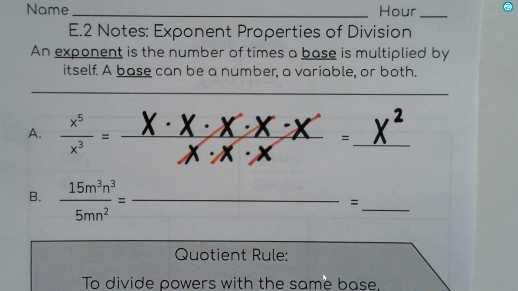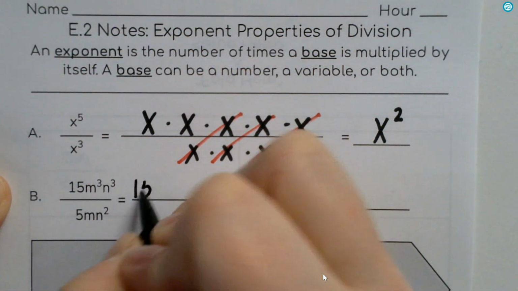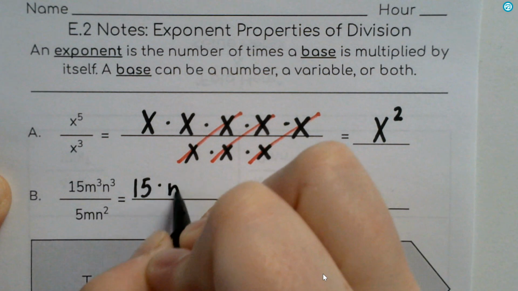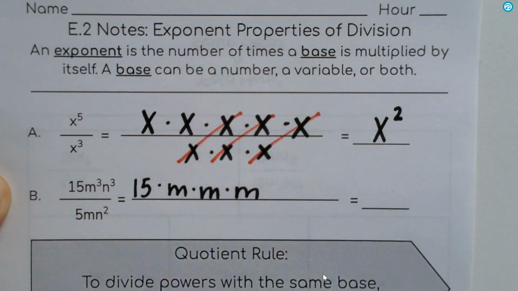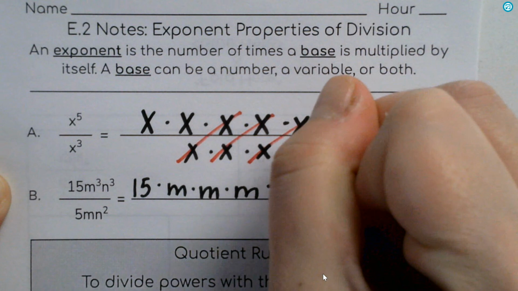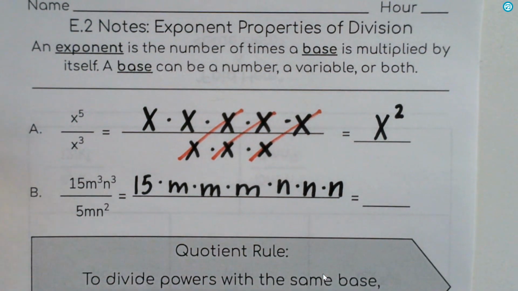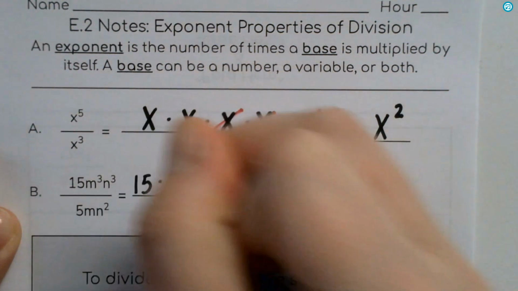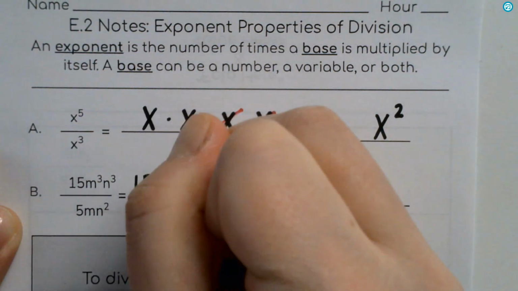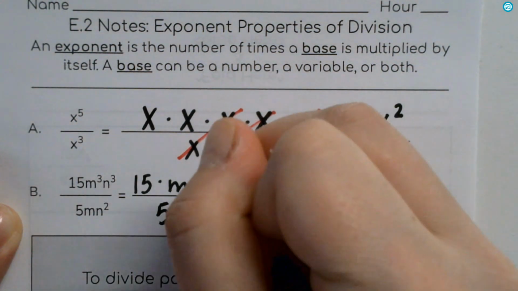Okay, the next one has m's and n's. So we've got 15m to the 3rd n to the 3rd. So on top, I'm going to put 15. And I've got 3 m's. And then I've got 3 n's. On the bottom, I've got 5mn squared. So I've got a 5. And then I have just 1 m. And then I have 2 n's.